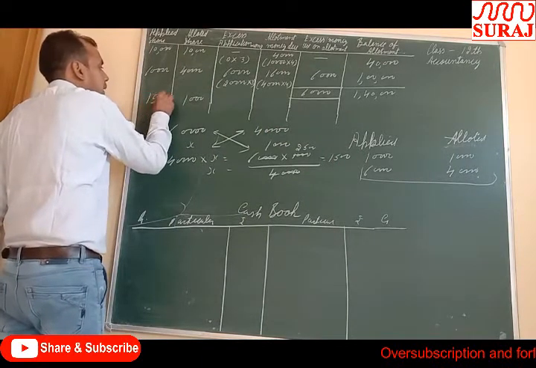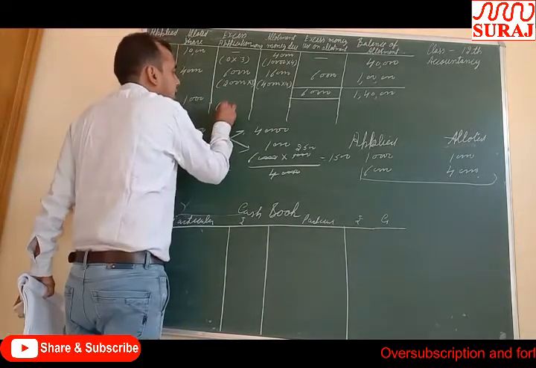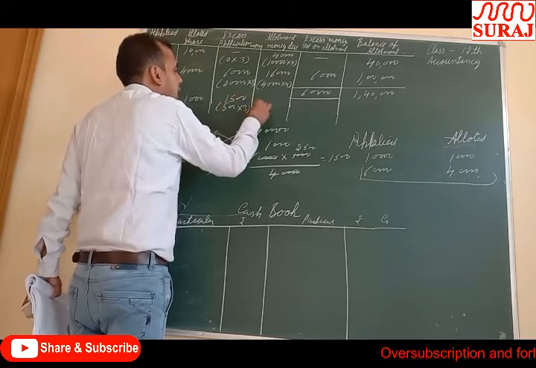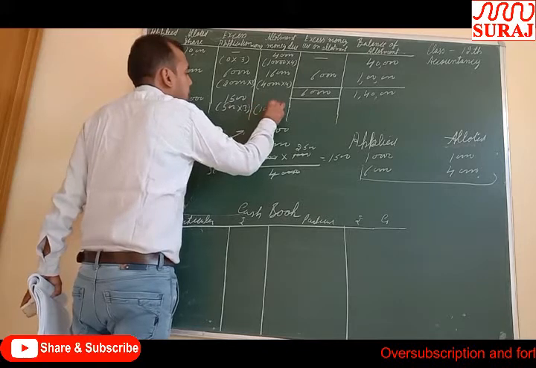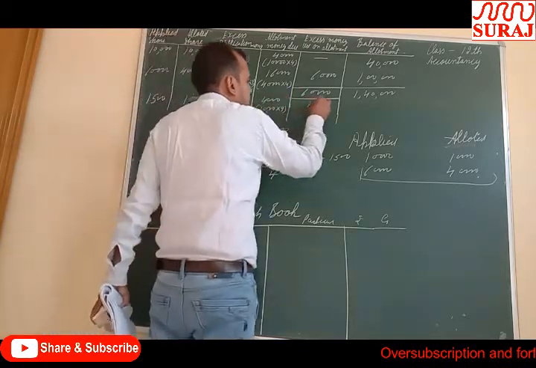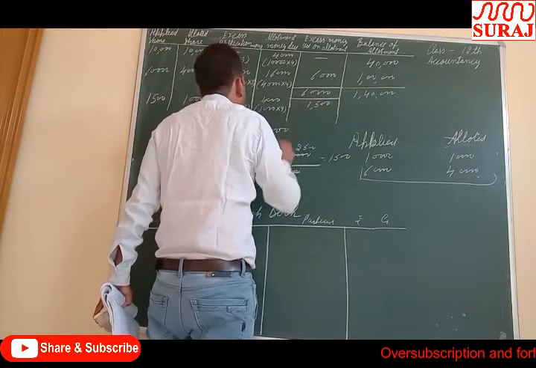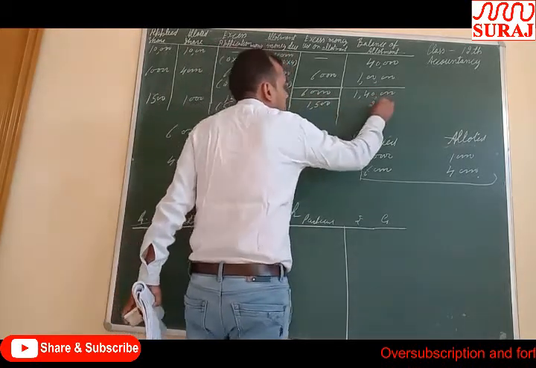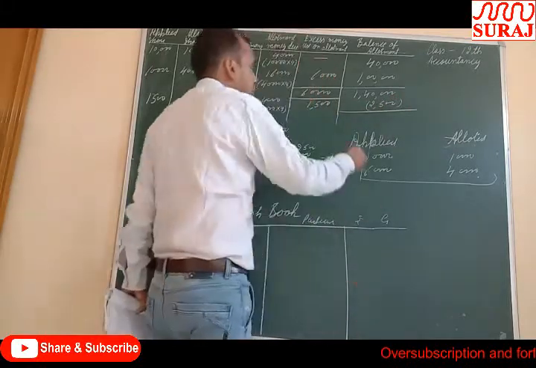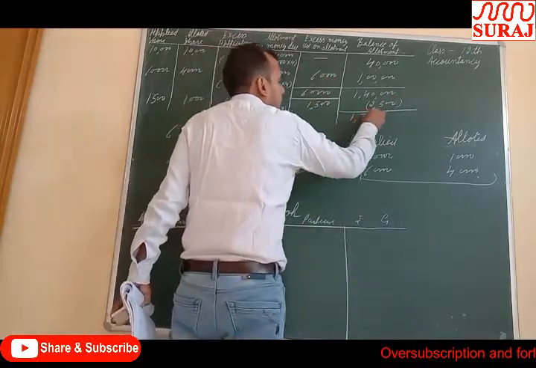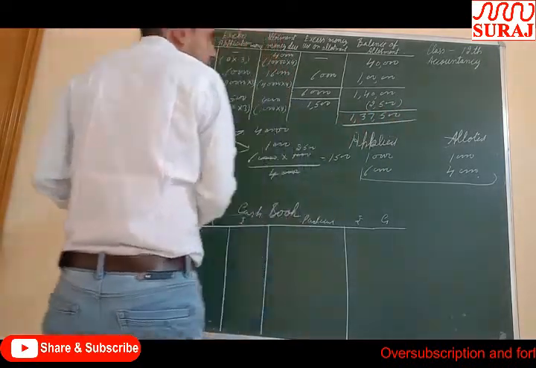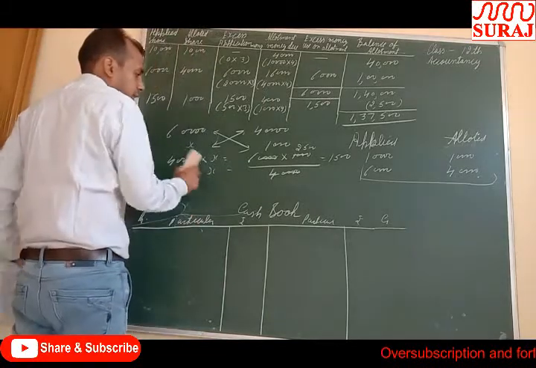Applied 1,500, excess application 500, money 3, 1,500. Allotted shares multiplied by allotment money 4, 4,000. Third or fourth, whichever is less, 1,500. So 2,500 is the amount that will not be paid by the shareholder for allotment. Your allotment money received is 1,37,500.